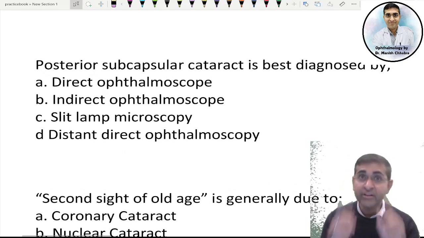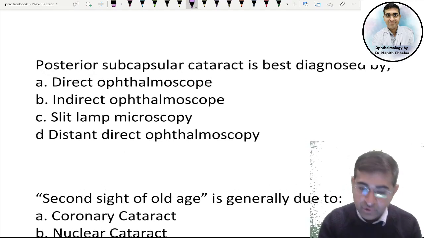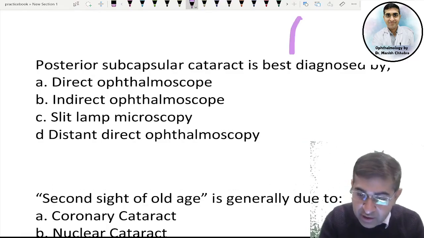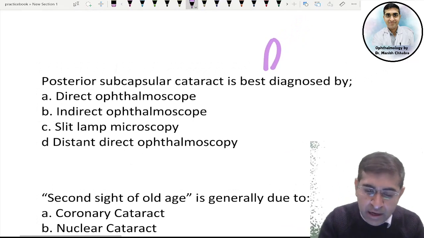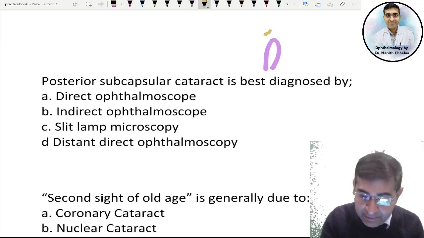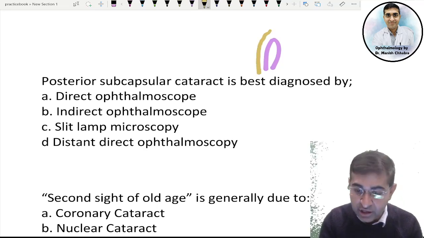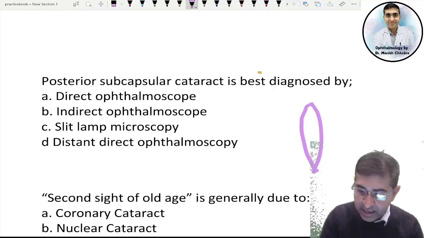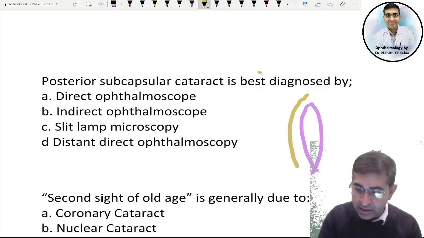Alright, now the first question was posterior subcapsular cataract is best diagnosed by. So what is posterior subcapsular cataract? So we divide cataract into multiple anatomical types based on its location. So this is the lens which is of the pink color. Wait, I am making it here. So this is the lens which is enclosed in a capsule.